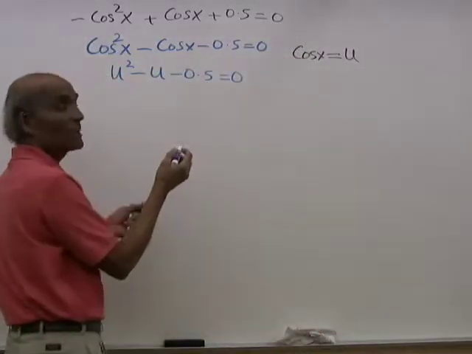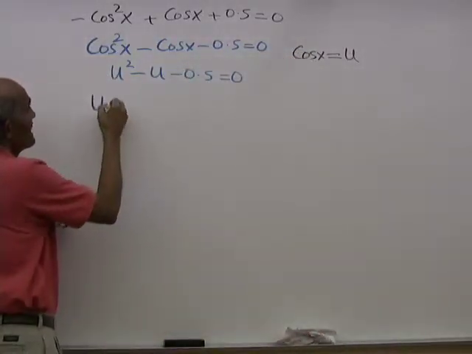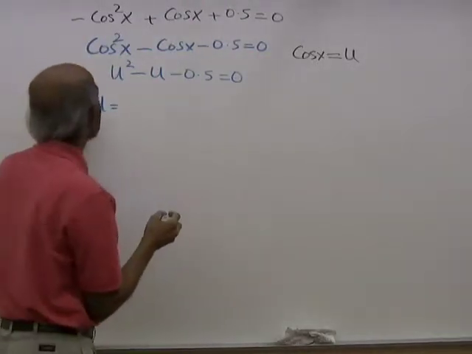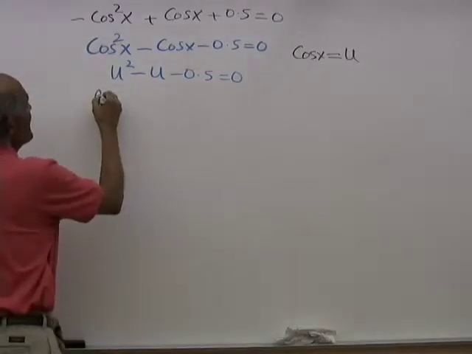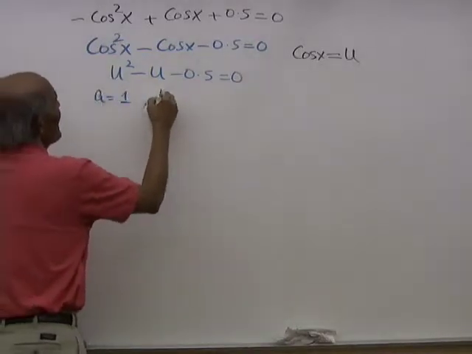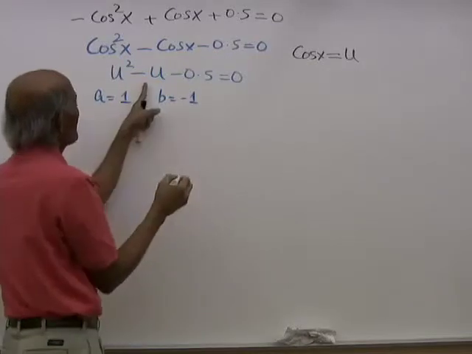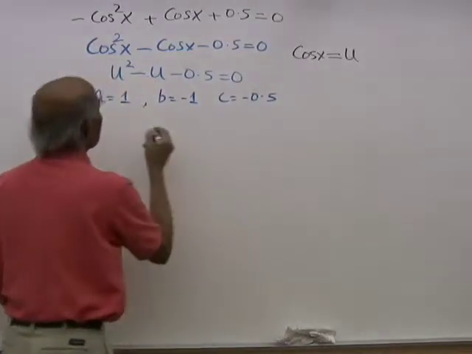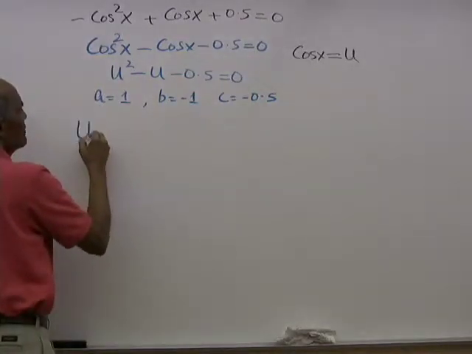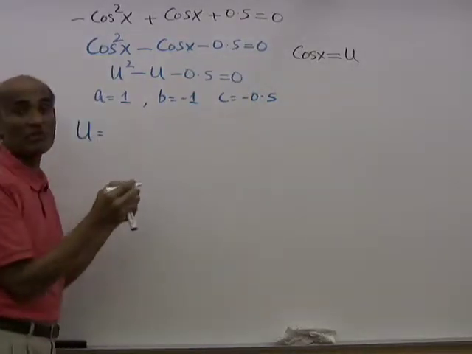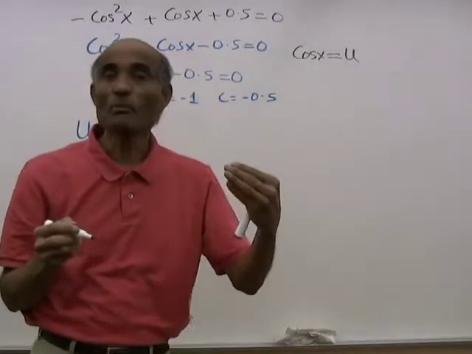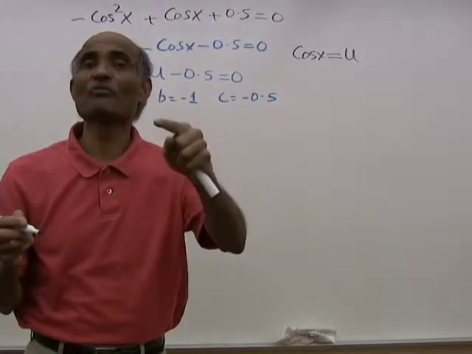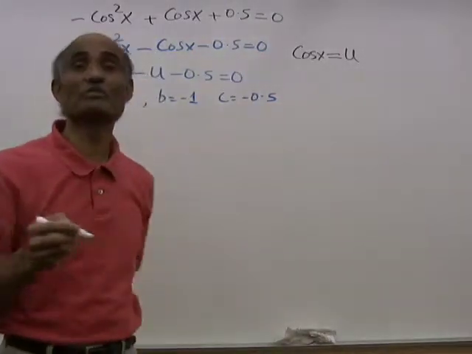And what's the quadratic formula? u in this case is... Let's pick out a, b, and c first. a x squared, a equal to 1, our b equal to negative 1, is that right? And our c equal to negative 0.5. So we've got u equal to, what's the equation for quadratic? Negative b plus or minus square root b squared minus 4ac all over 2a.